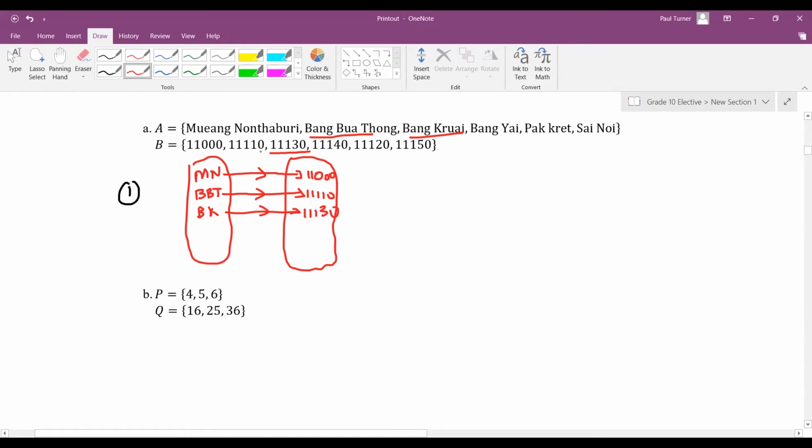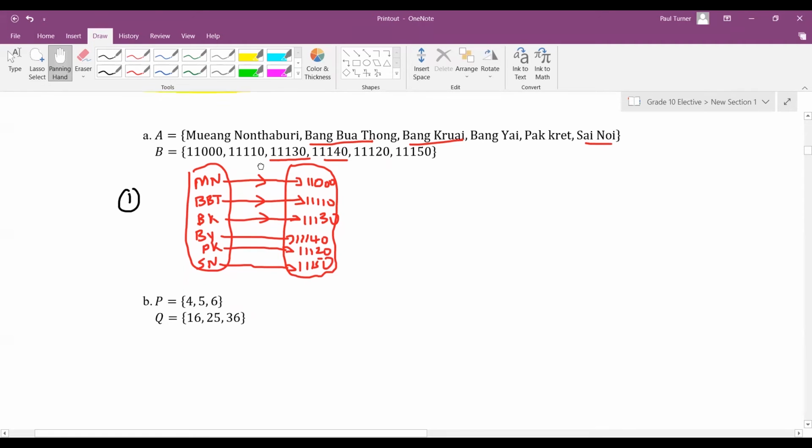Bang Yai, so BY, and that's 11140. Pakret, PK. You can use abbreviations. And that's going to be 11120. And Sinoi, which is 11150. So you see, it doesn't have to be numbers. It can be just words, statements like this.